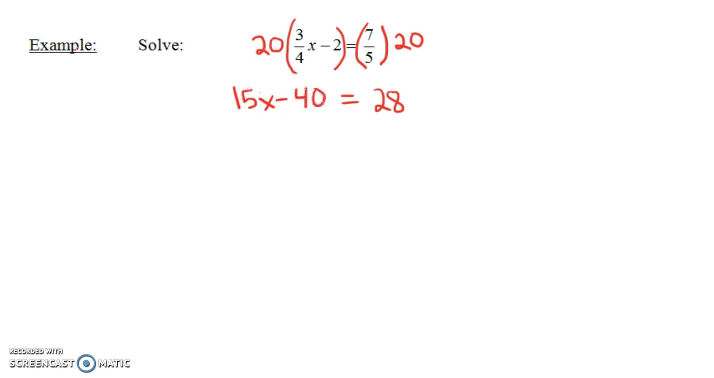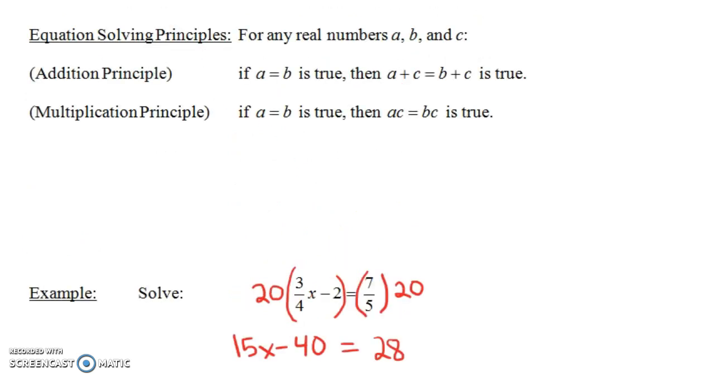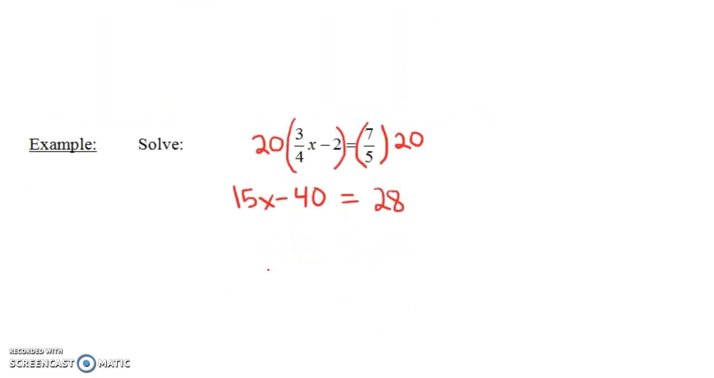Now, why was it okay to multiply both sides by 20? Well, notice what we're using here is really the multiplication principle. We thought of the whole left side of this equation as being our a, and the whole right side is the b, and the 20 is the c. Okay, so if the two sides of the equation are the same, multiplying both sides by 20, they should still be the same. Okay, if a equals b is true, ac equals bc is also true. So there the c was 20.